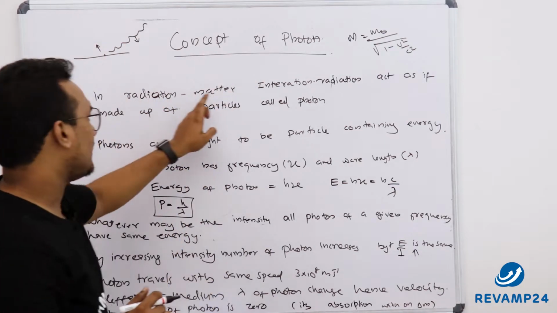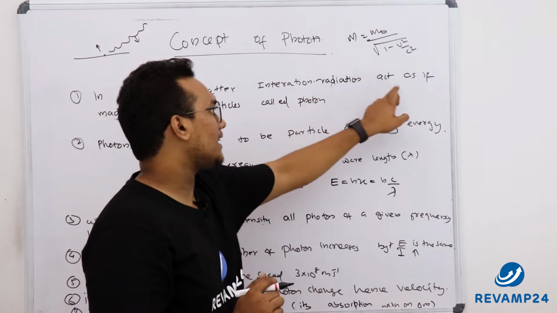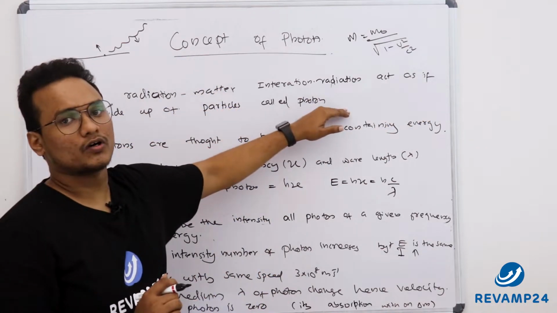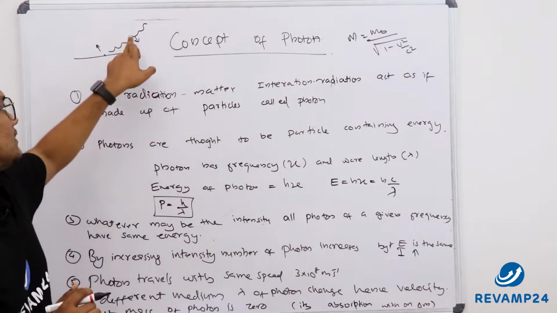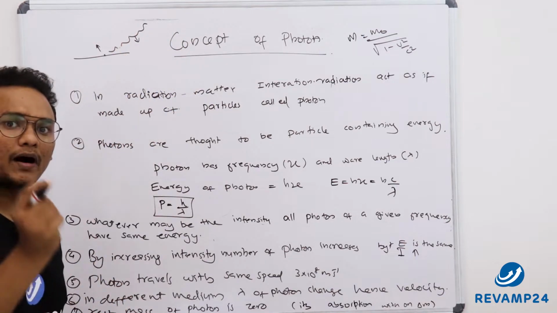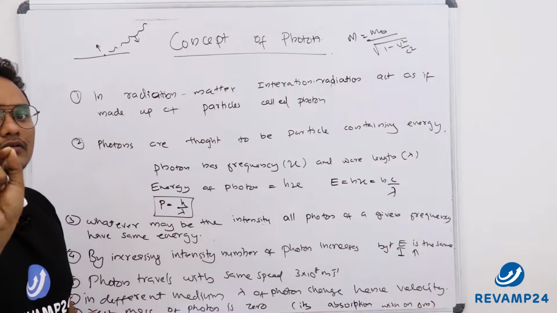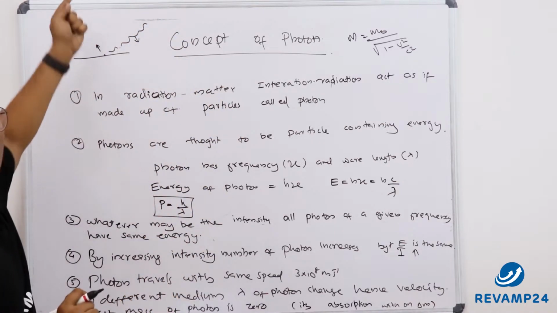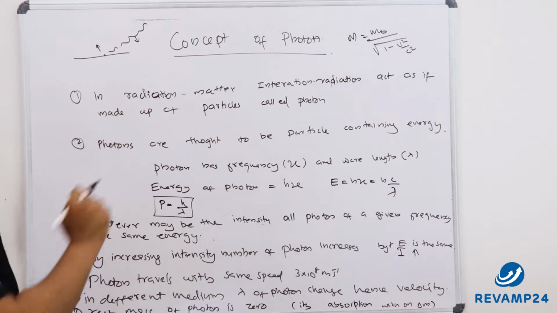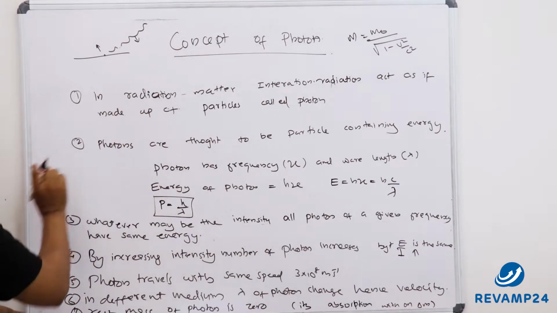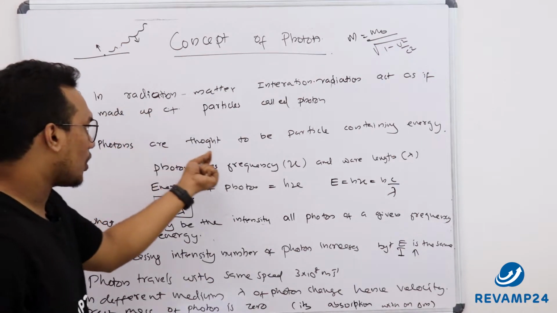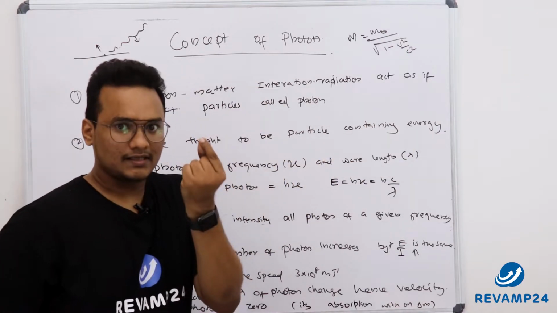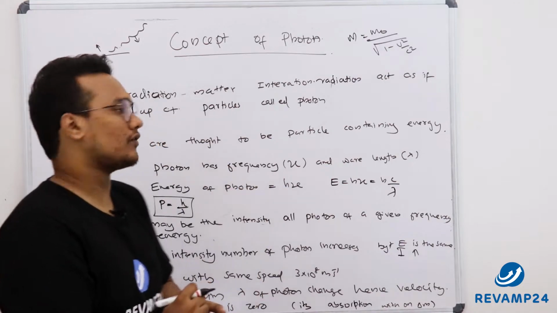So in a radiation matter interaction, radiation acts as if made up of particles called photons. So in that interaction, this radiation behaves as particles made up of photons. This photon, when interacted with the electron, is able to take the electron out of the metallic surface. Second point, photons are thought to be particles containing energy. So the photon carries a certain amount of energy.